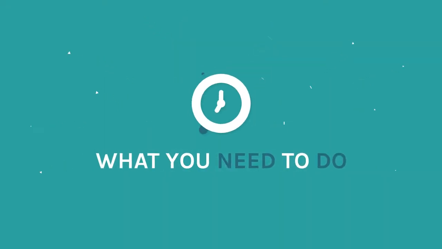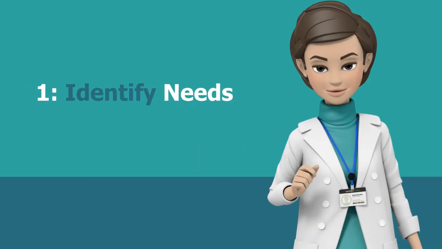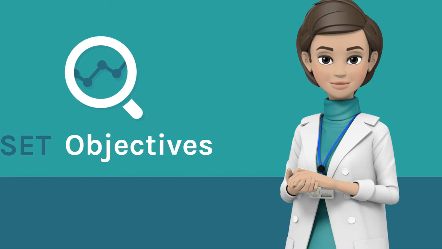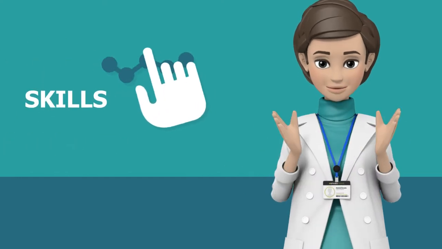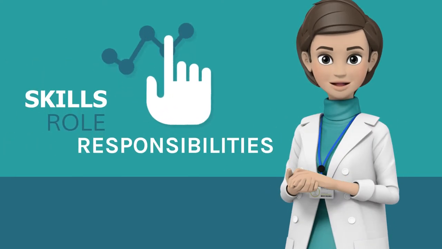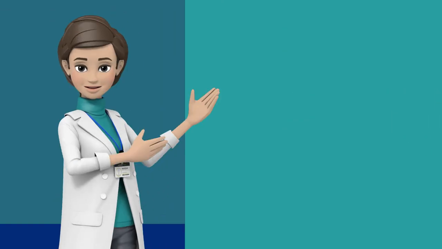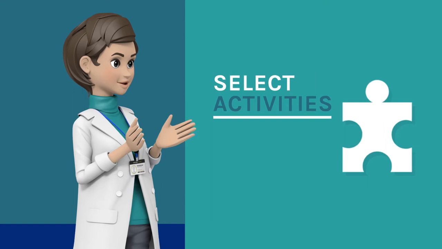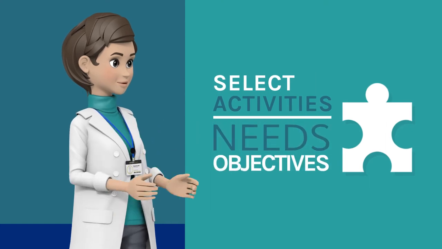What you need to do. First, you need to identify your training needs and set CPD objectives. So think about the skills you need to carry out your unique role and responsibilities. Next, undertake CPD. Select learning activities that meet your needs and objectives.